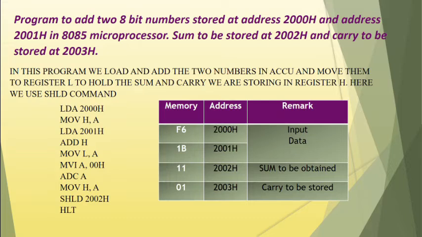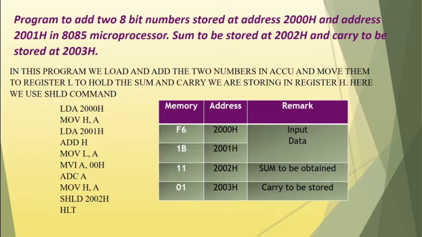Thereafter, whatever is the carry, we are going to store in register H, and we'll use the command SHLD, store HL direct, into the given address. So what we'll do, first of all, we'll load the first contents of 2000H into the accumulator by using the LDA command. Thereafter we'll move the contents of the accumulator to some other register, let us say H in this case.